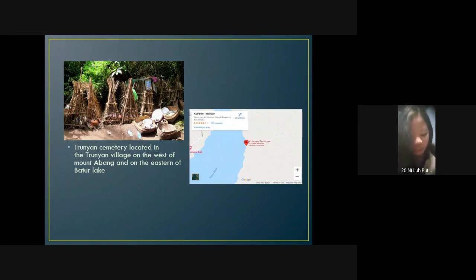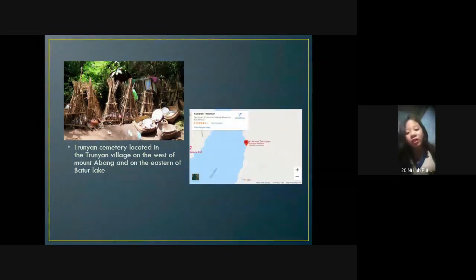Trunyan Cemetery is located in Trunyan village, on the west of Mount Abang and on the western side of Batur Lake. You can see it in the presentation, but I think it's too small.